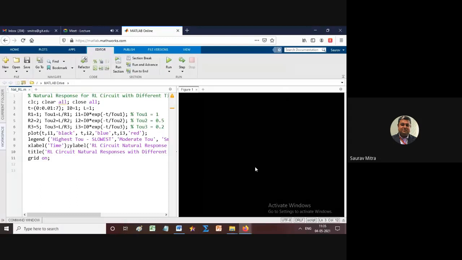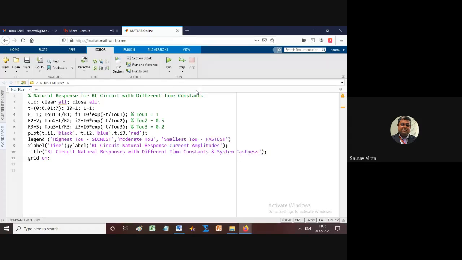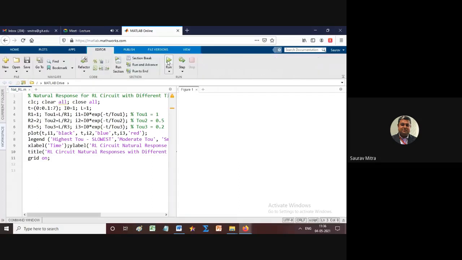I think this is stuck. This will not execute, it seems. So again, save it and make it. So I am reducing this sampling. So 0.01, I have made it 0.1. This will reduce the calculation by 100 times. Now it will come very fast. Let's see.